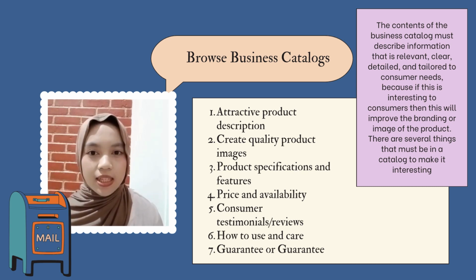A good business catalog must provide complete information about the product, including technical specifications, size, materials, colors, and other important features of the product. Apart from that, this section can also explain the benefits of each product feature, so consumers can understand it better. Number 4, price and availability.